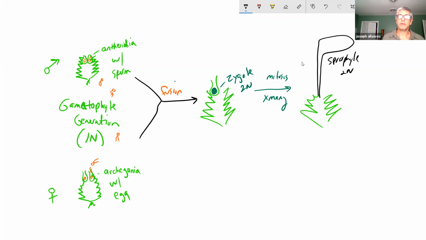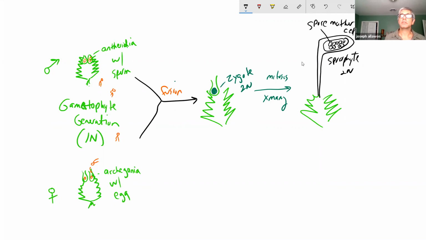Now think about the ploidy of everything. The sporophyte is diploid, because it's the product of mitosis from this one diploid zygote. The diploid zygote did mitosis over and over to form the sporophyte. What does the sporophyte consist of? It consists of this stalk and this capsule. And inside the capsule are diploid cells, which we're going to call spore mother cells.